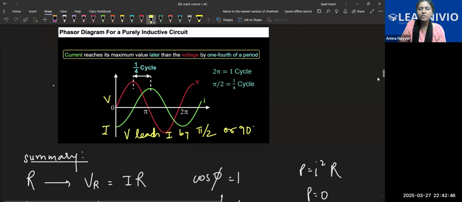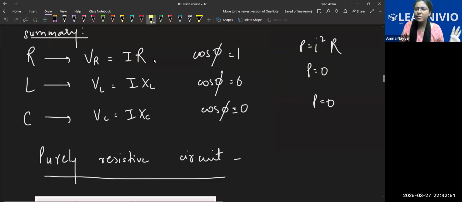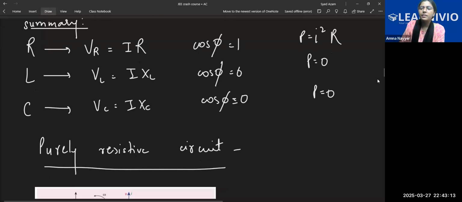Now, what's the summary here? See, for resistive circuit, simple. Use your resistance. V is equal to VR is equal to IR. But here cos phi will have the value 1. Power's formula is I square R. Inductance: VL is I XL. Cos phi is 0. Power is 0. Capacitance: VC is I XC. Cos phi is 0. Power is 0. So this is something important that can be helpful.